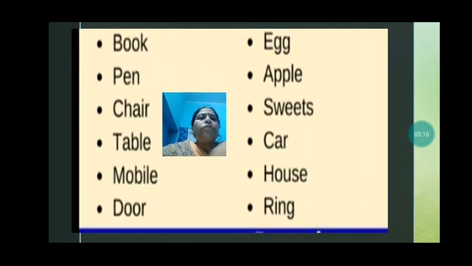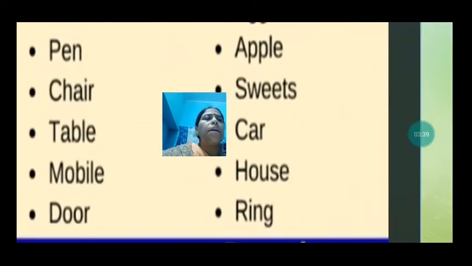Now, examples of countable nouns. Book, you can count. Pen, we are able to count. Chair, table, mobile, door, egg, apple, sweets, car, house, ring. These things are countable. You can count by seeing how many are there. You can count 1, 2, 3, whatever the number. That means they can be counted, and they come under countable nouns.